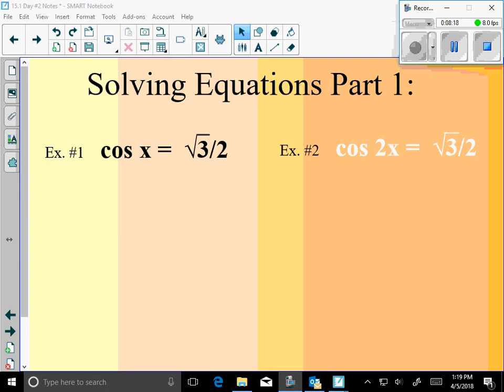Okay. What's the difference between these two examples? Cosine of x, cosine of 2x. So what would happen to the graph of cosine of 2x? Does it get stretched or shrunk? Shrunk horizontally, right? So it's on the inside.